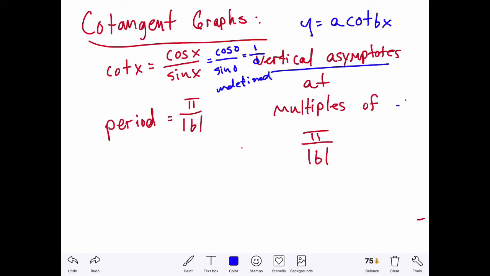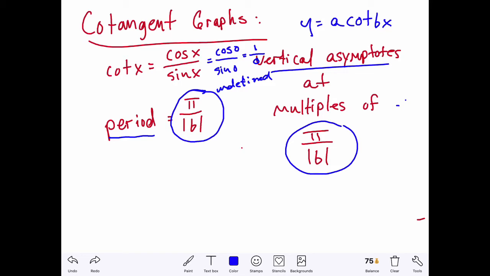And they're going to be at multiples of pi over the absolute value of b. And remember, that's also our period. Our period is pi over the absolute value of b here. Okay, so y equals a cotangent of b of x.